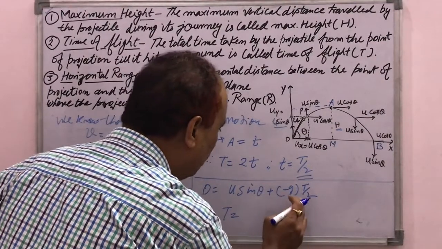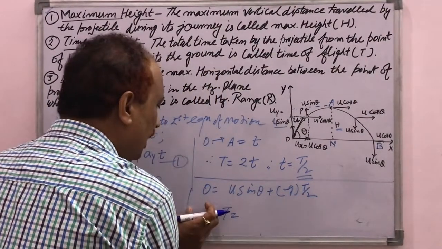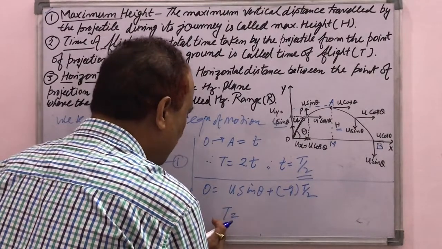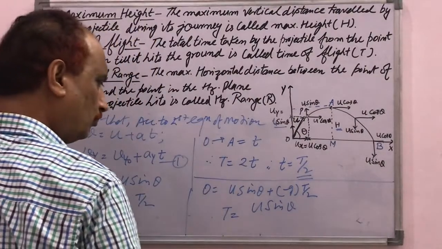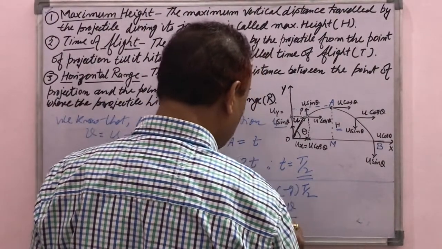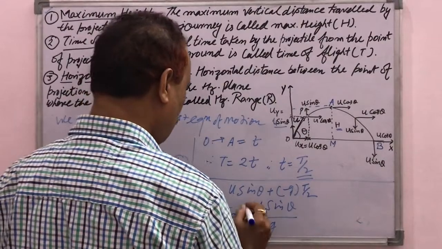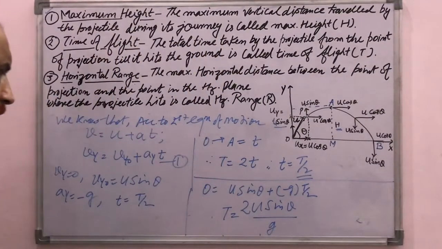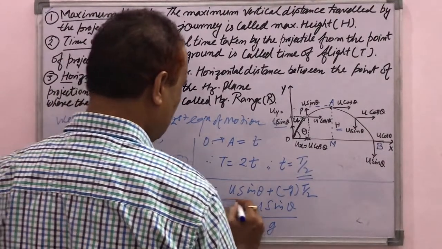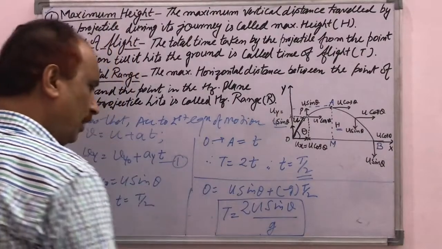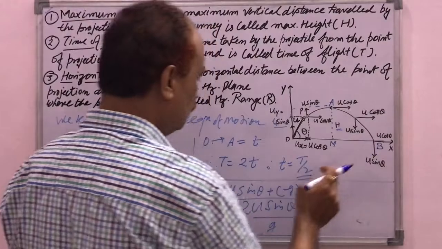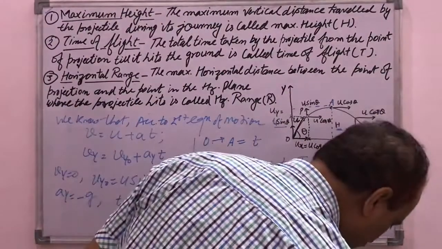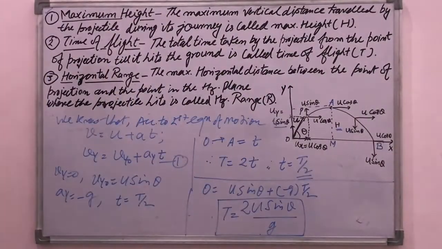So capital T will be equal to u sin theta upon g into 2. So T equals 2u sin theta upon g. This is the total time of flight taken by the body from point O to B to hit the ground. That is the expression for the time of flight.